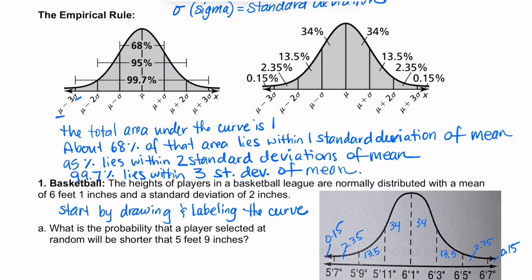What is the probability that a player selected at random will be shorter than 5 feet 9 inches? So where is 5 feet 9 inches? 5 feet 9 inches is right here. And they want to know what's the probability of picking someone shorter than that. So everyone shorter than 5'9" lies within here. So we take these two probabilities and we add them up. And we get 2.5. 2.5% is the probability.